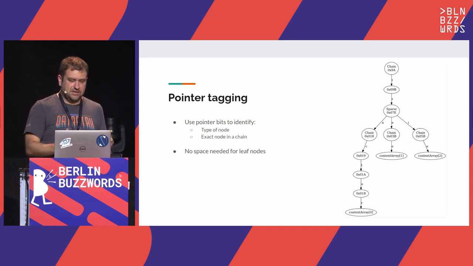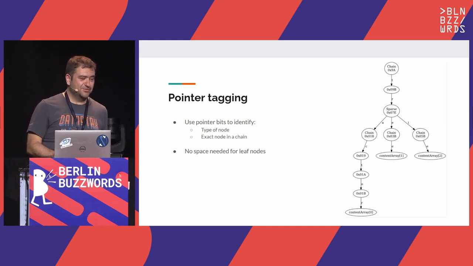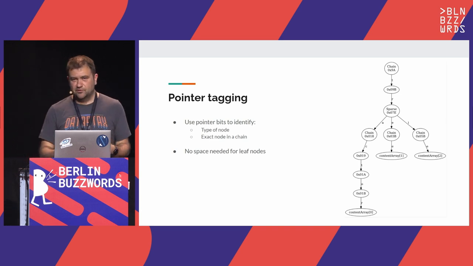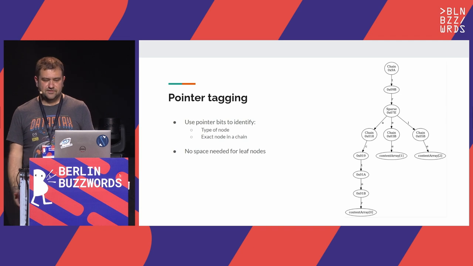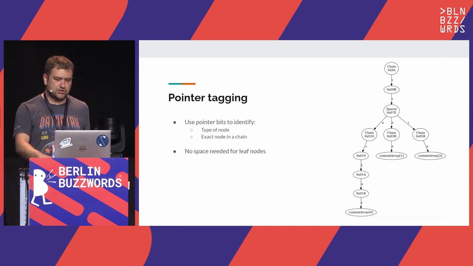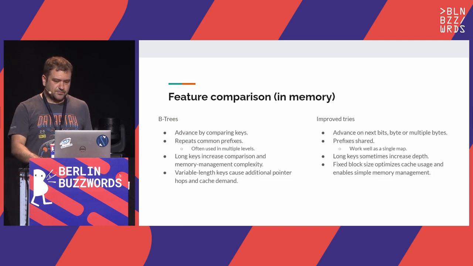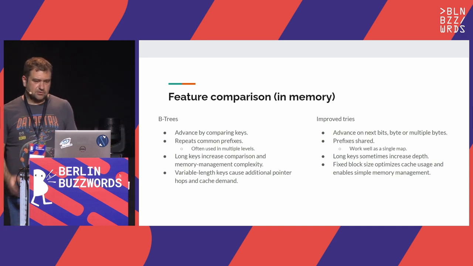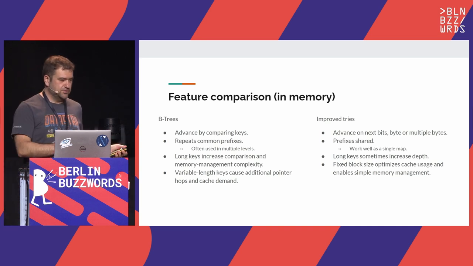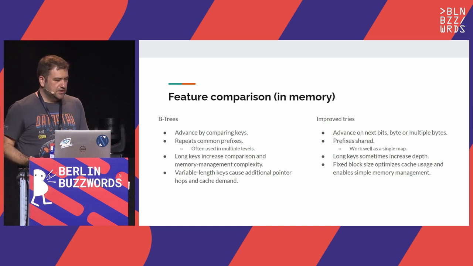denote leaves just by using negative numbers, which saves a lot of space because leaves are, most of the time, the number of leaves on a try is practically the same as the number of all the other nodes. So not wasting a block of space for a leaf is very, very beneficial for the size of the structure. So again, let's take a look at a little feature comparison for in-memory structures, B-trees versus improved trees.